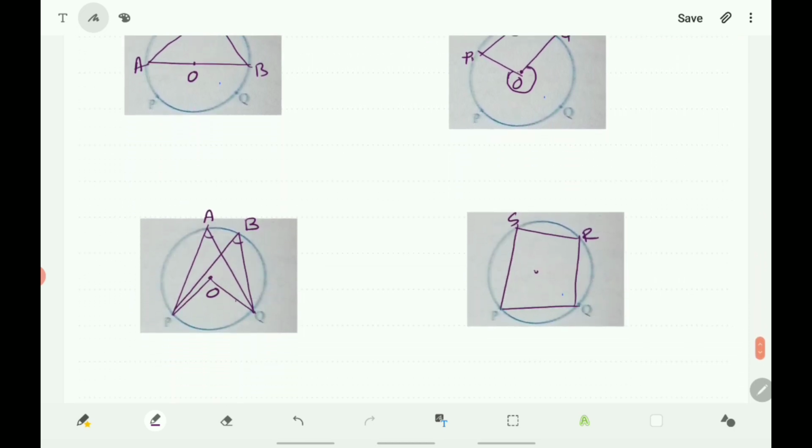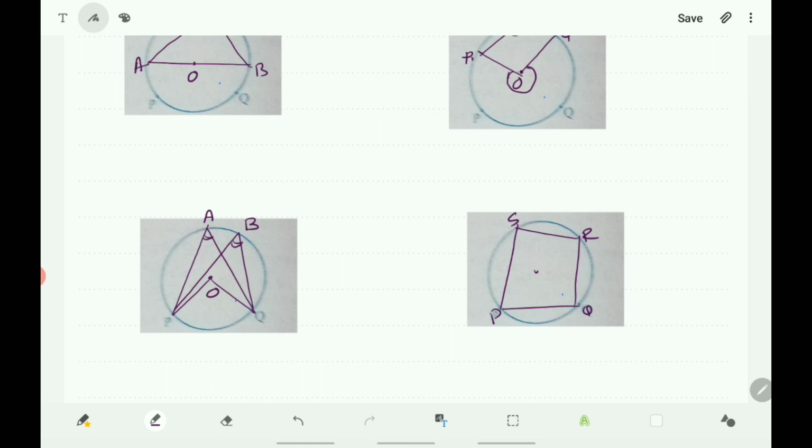Now, angles in the same segment are always equal. Here angle A and angle B are angles in the same segment, and they have the same measurement. Next, about the cyclic quadrilateral. What is a cyclic quadrilateral? A quadrilateral whose all vertices lie on the circle. Here the vertices of the quadrilateral PQRS are on the circle, so it is called a cyclic quadrilateral.